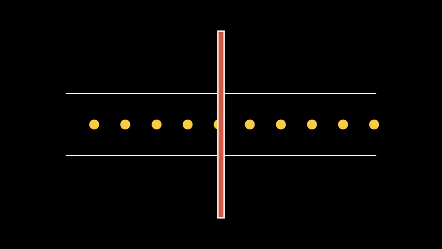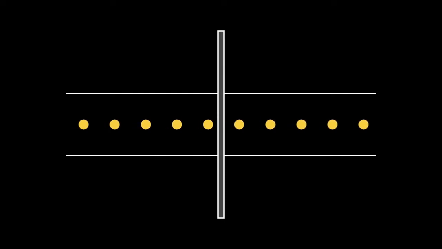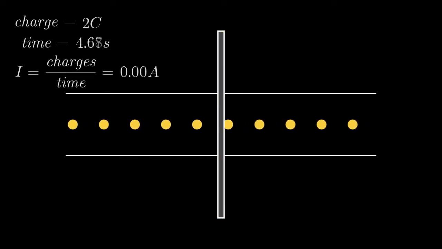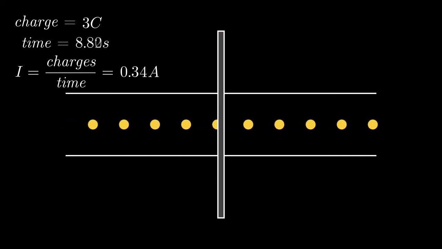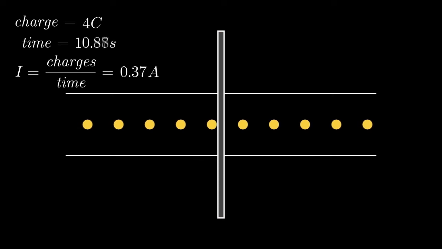So this is our wire with the charges moving inside of it. We draw our boundary, which lights up when a charge passes through it. We count the number of times it flashes, so the total charge, and we divide it by the time of measurement. The current is about 0.4 amps.